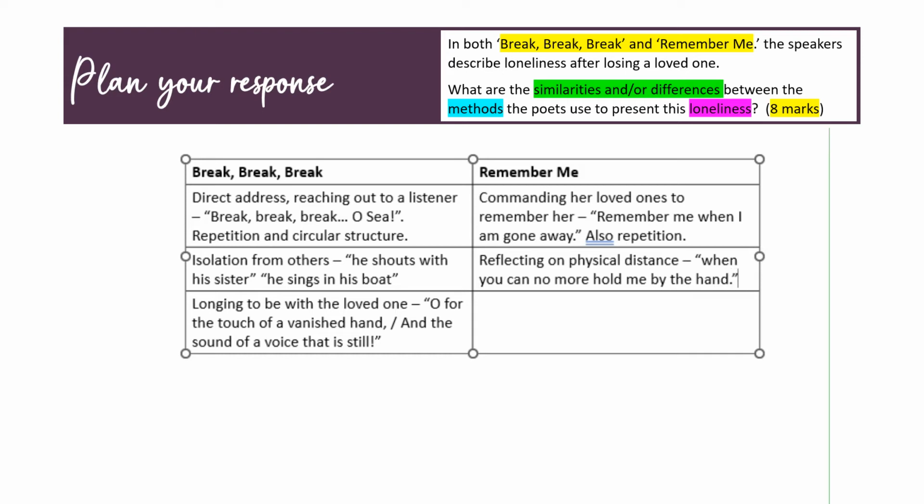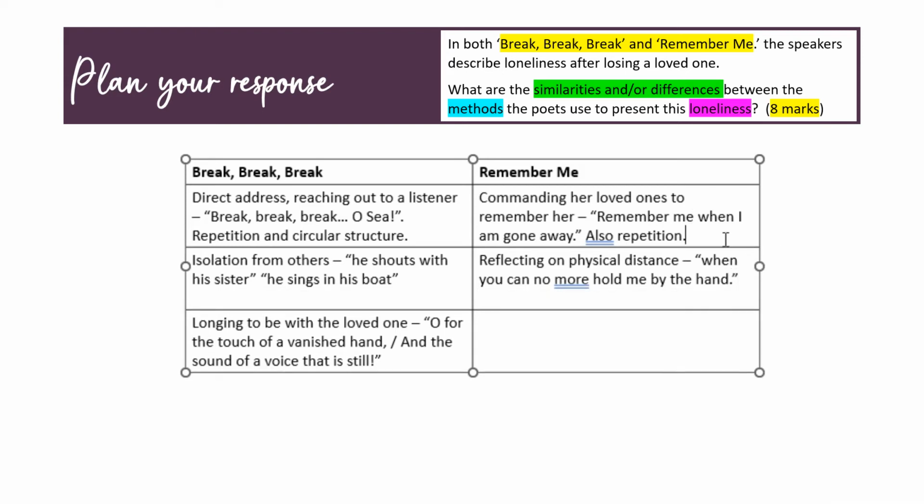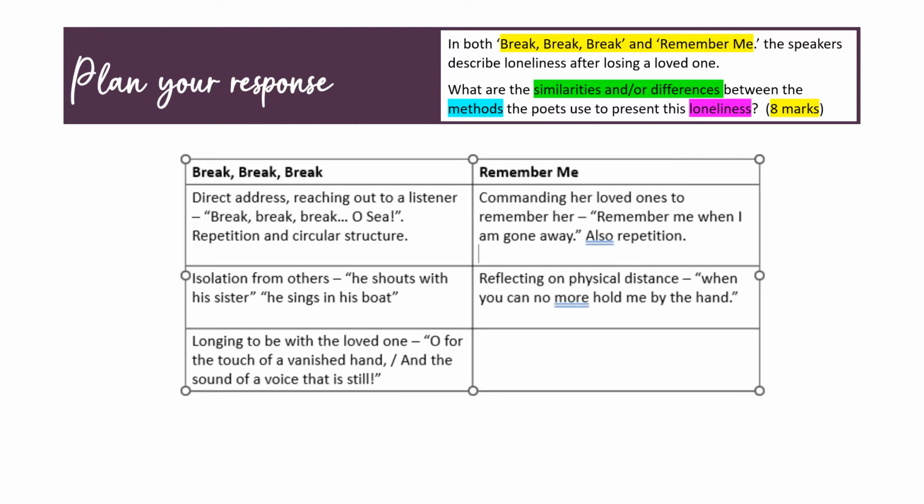Okay, there we go. I've probably got enough ideas there to kind of get along with. I need 2 comparative paragraphs for this answer, so I've got enough there. I'm now going to draw some lines to link the ideas together, so just get a line ready. This idea of direct address, reaching out to a listener, trying to overcome that sense of loneliness, links in with the first point in the second poem.